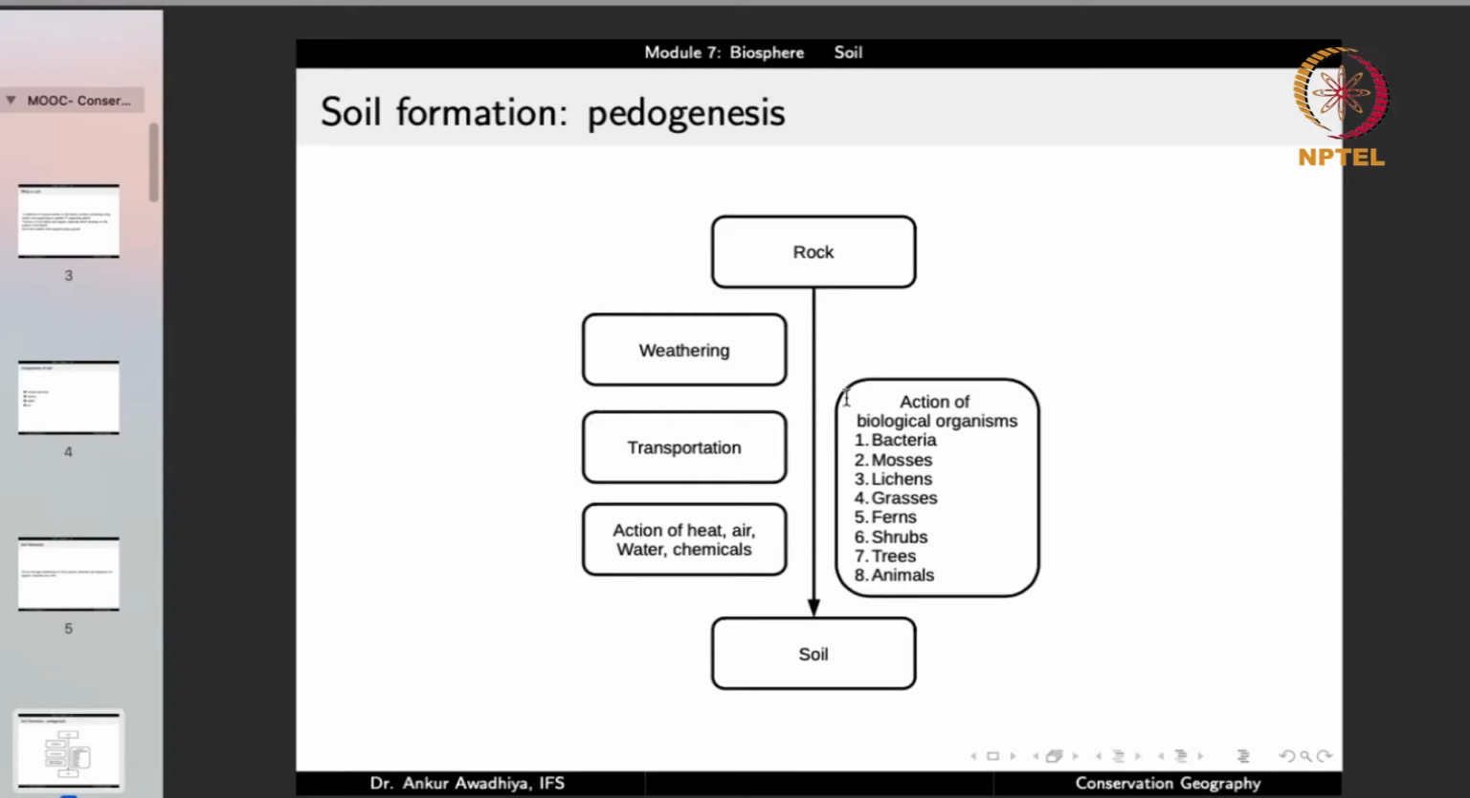Now these biological organisms can play a role in weathering, they can play a role in transportation, or they can play a role in putting certain physical or chemical changes in the soil. And at the same time, they lead to the deposition of humus in the soil, the organic matter. Now these biological organisms include bacteria, mosses, lichens, grasses, ferns, shrubs, trees, animals. So essentially all different kinds of organisms can play a role in soil formation. And when all of these act together, then rock gets converted into soil.